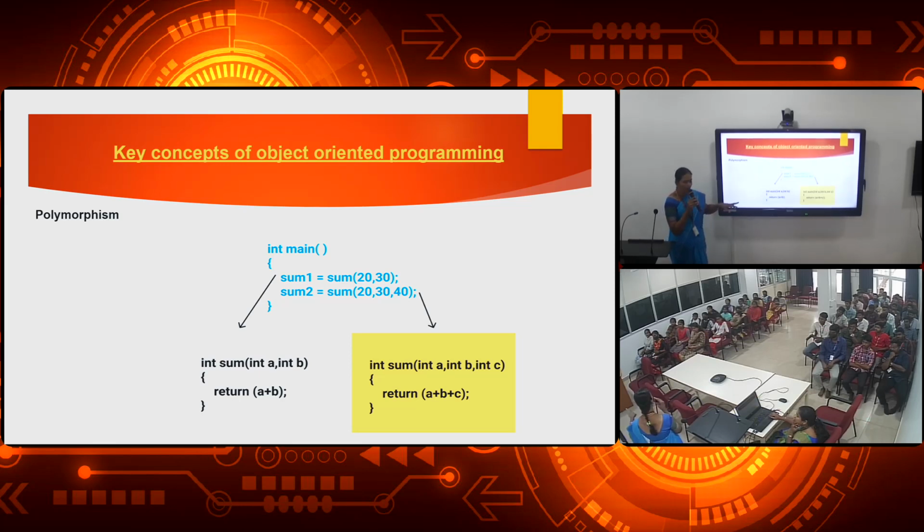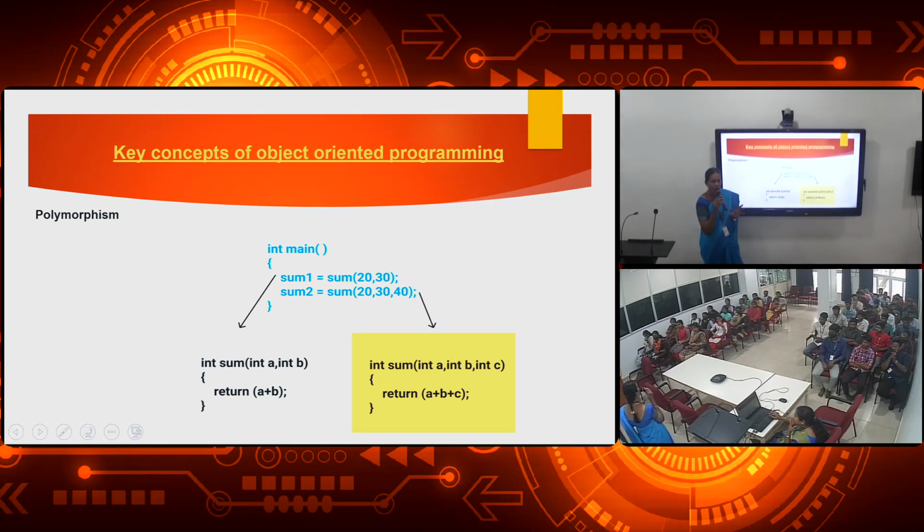When you are making a call to the sum function, if you are passing two values, the function defined with two arguments is going to be executed. When you are calling the same sum function by passing three values, the function which takes three values is going to be executed. This is what is going to be known as polymorphism.